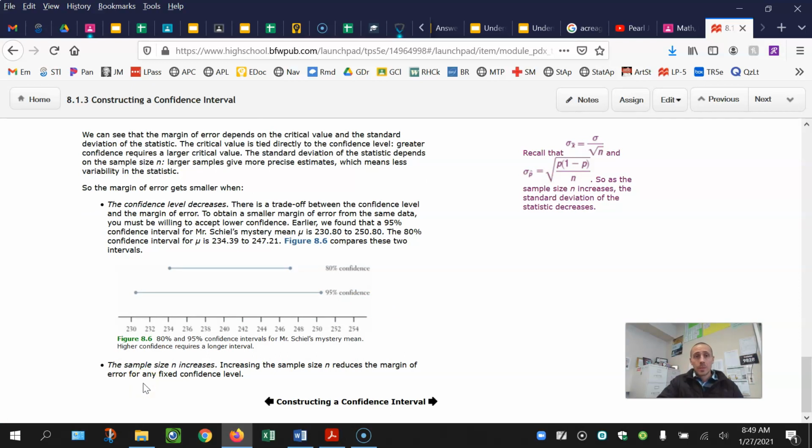We know what sample size does. As you increase sample size, it decreases variability. So as you increase the sample size, you're going to have a narrower confidence interval as well.